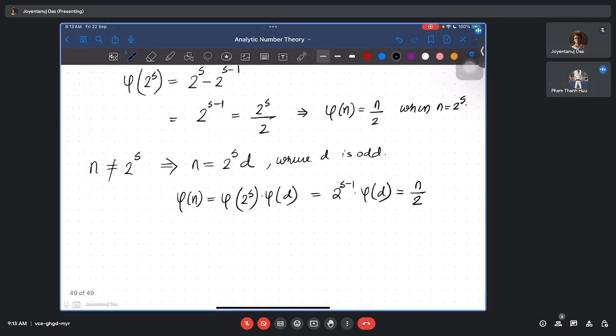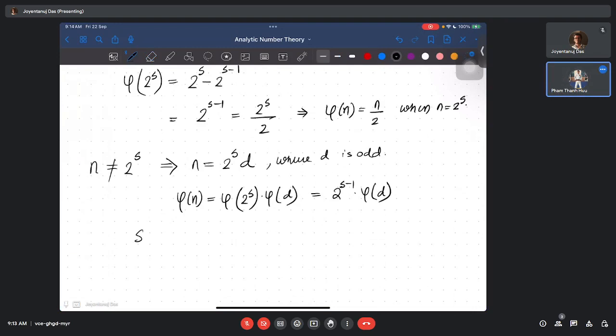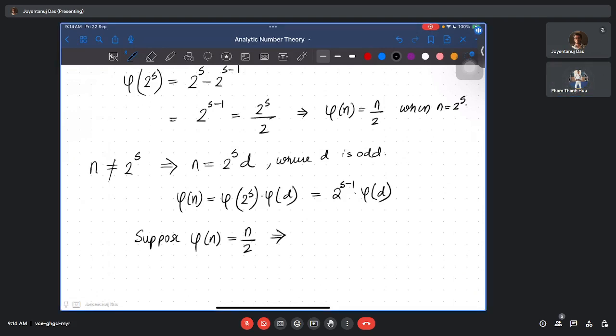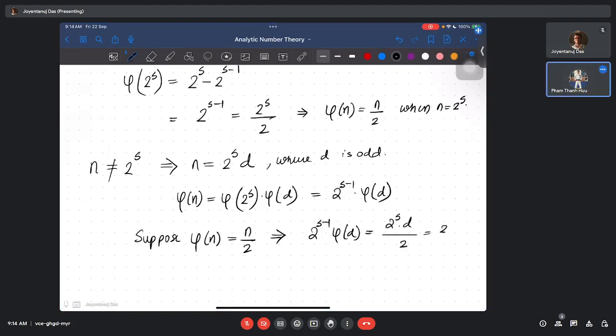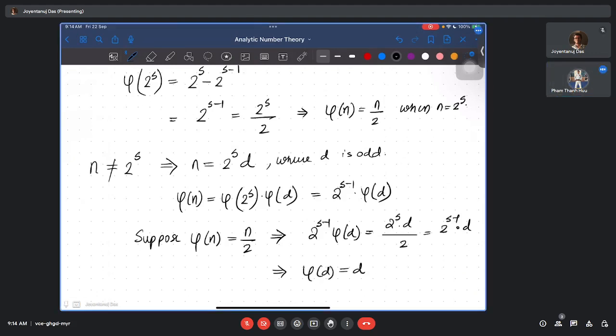So now what is n? We can substitute. Let me write it down. Then what I have is 2 power s minus 1 times phi of d equals n over 2, where n is 2 power s times d, divided by 2. So this is 2 power s minus 1 times d. If I cancel, phi of d has to equal d. So for which odd values of d is phi of d equal to d?